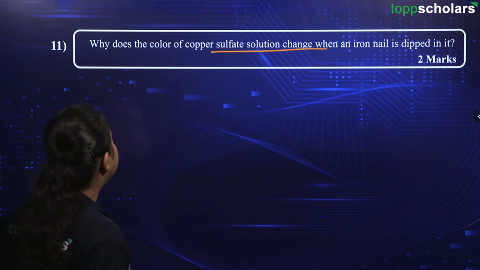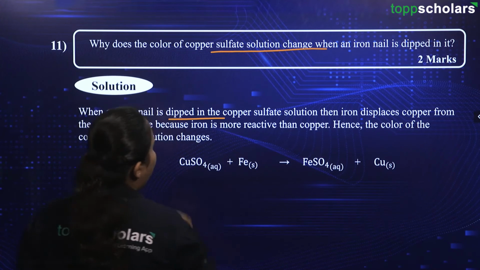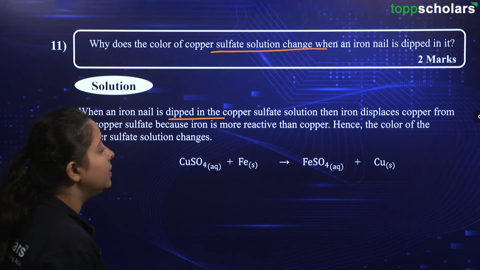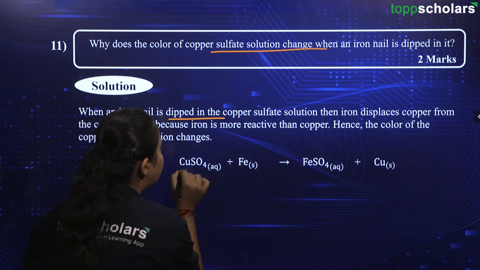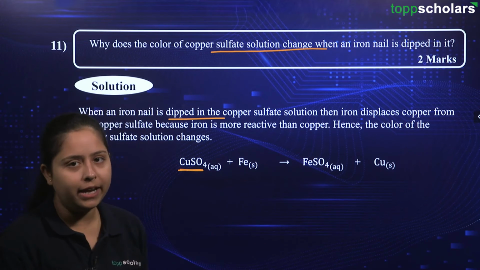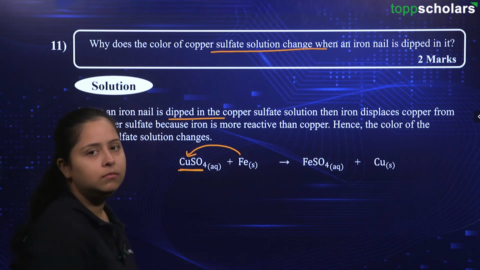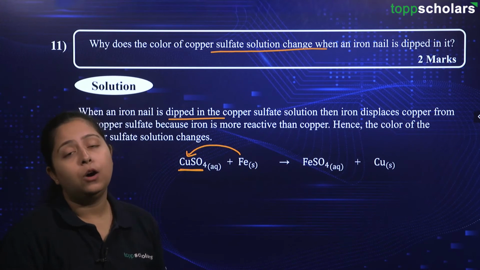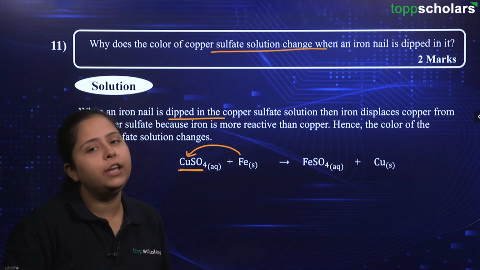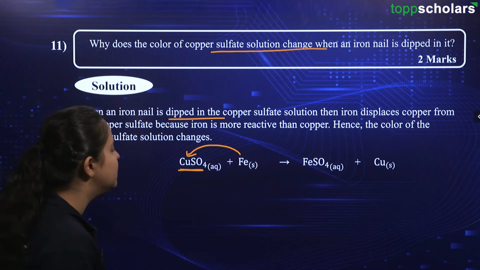Okay, let us see. Over here, what will happen is, when we are dipping the iron nail in the copper sulfate solution, then there is a displacement reaction happening. We have the CuSO4 which is having the blue color, right? Now what will happen? This iron will displace the copper. Okay? Hence you are having the formation of FeSO4. Now CuSO4 is not there to give you the blue color. Hence the blue color is now not there. Okay? As simple as that.